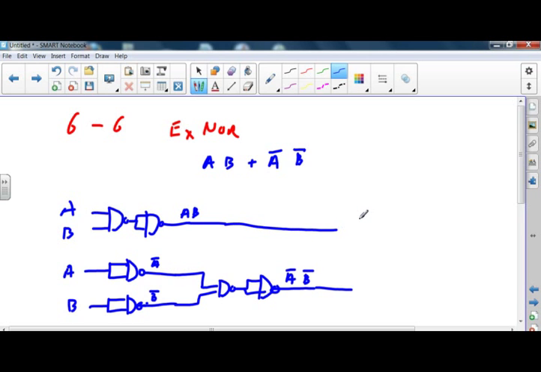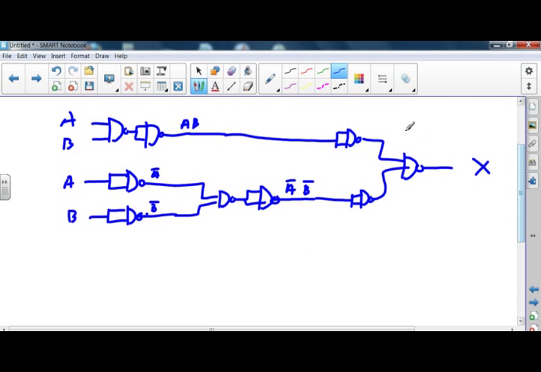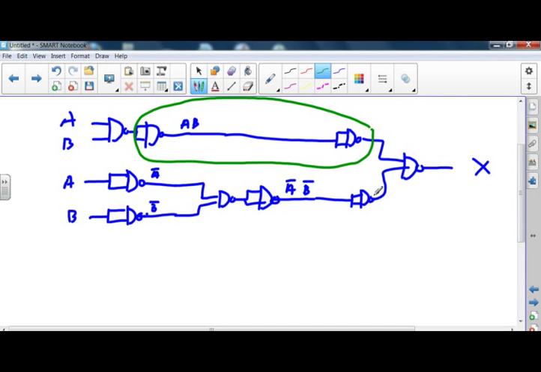And now I want to OR those two together. So I'm going to invert the signal and send it into a NAND, and that would be it, X. So I've designed it. Now I look at it and I say, right here I have two inverters, and right here I have two inverters.